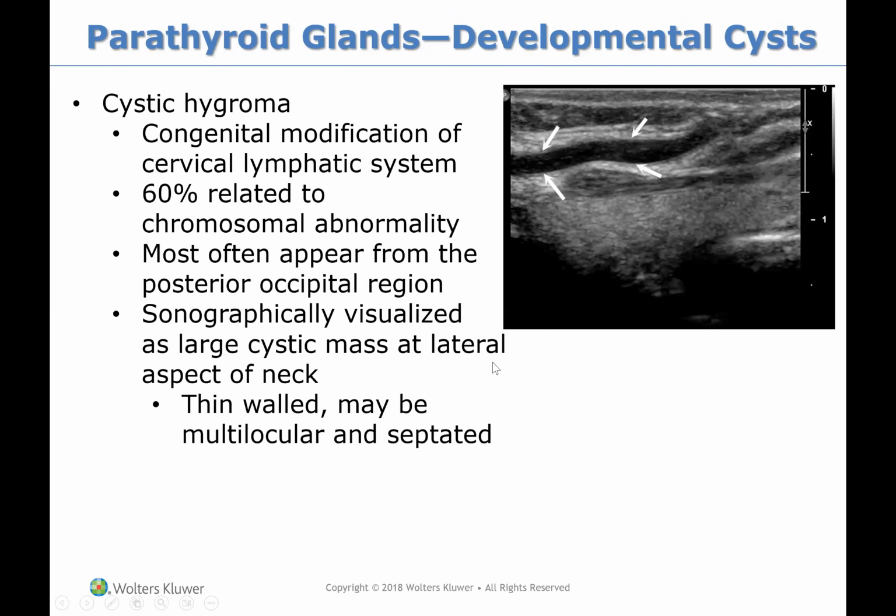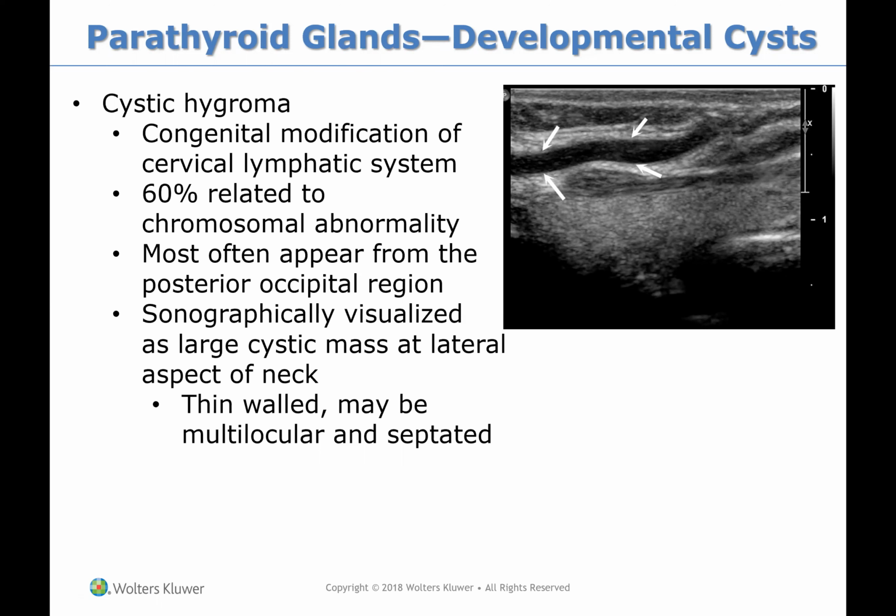So this is not a picture of a cystic hygroma. This is actually a picture of fistula, but we will learn a lot about cystic hygromas in OB2 because it's one of those things that can come with a chromosomal abnormality called Turner syndrome. And basically what it is, it's a congenital modification of the cervical lymphatic system.